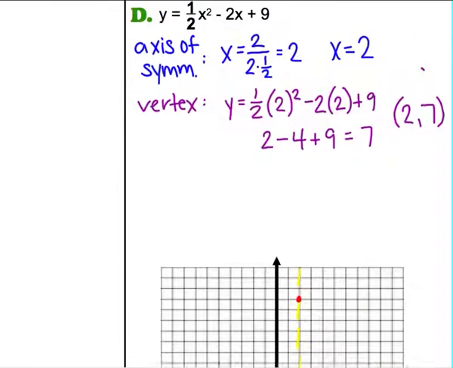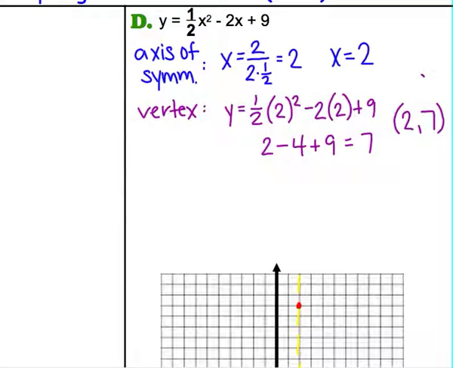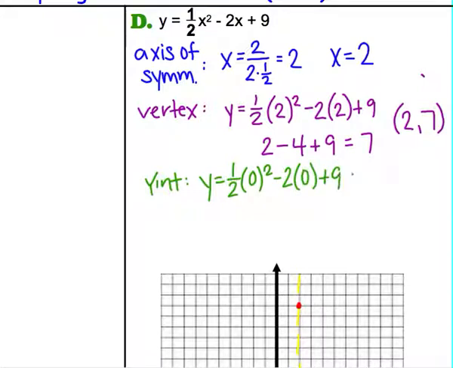And then finally, we will go with our y-intercept. So we have y equals 1/2 times 0 squared minus 2 times 0 plus 9, which, yep, you guessed it, equals 9. So my y-intercept is 0, 9.